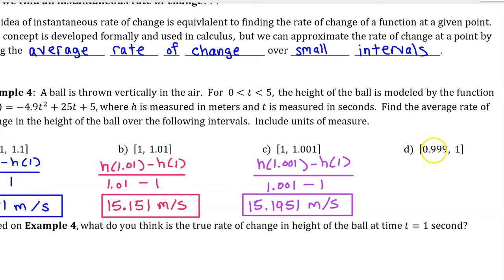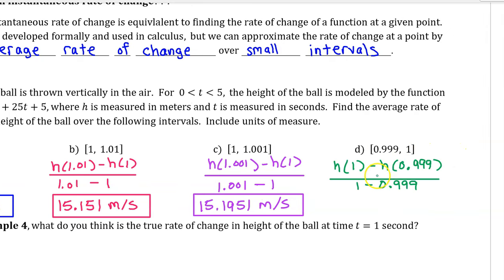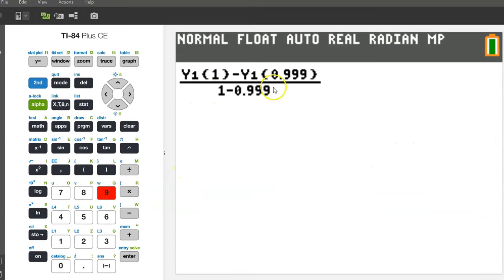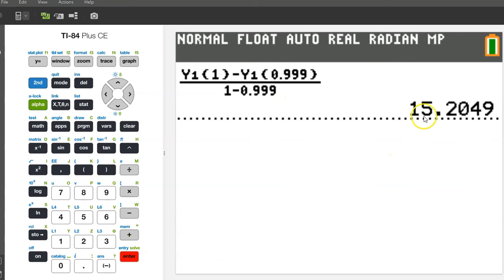For part D, we will find the average rate of change on an equally small interval, but from the left side of t equals 1. Here's an expression for the average rate of change of h on the tiny interval just to the left of t equals 1. Type it into your calculator like this, and let's take a look. 15.2049.